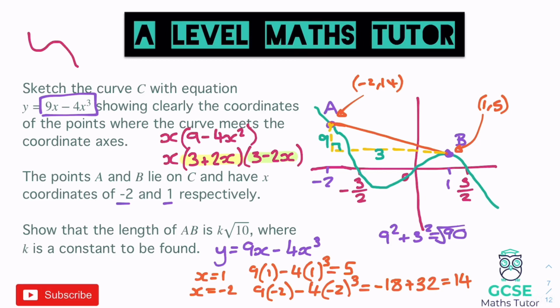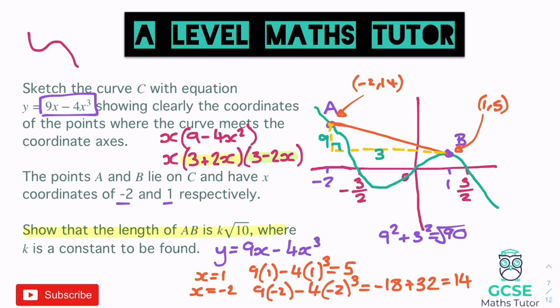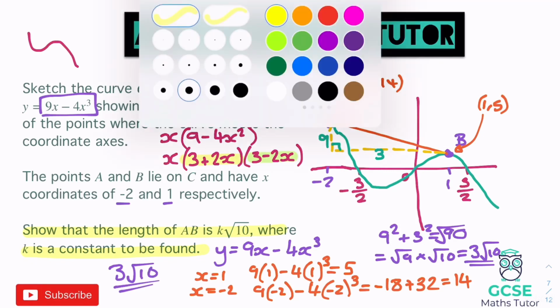that to find that distance, and root 90, it says down here, show that the length of AB is k root 10, where k is a constant to be found. So we just need to simplify this surd here. So root 90 can be written as root 9 times root 10. Root 9 is 3, so that is 3 root 10. There we go. So our final answer comes out as 3 root 10, where k is 3. And there's our final answer.